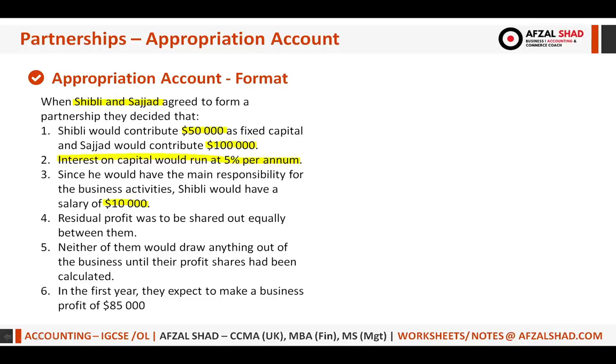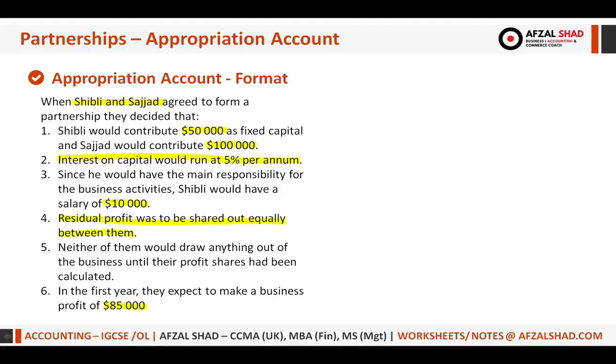Then the residual profit, whatever profit is left, was to be shared out equally between them. Equally means 1/2, 1/2, half for first, half for second. Neither of them would draw anything out of the business until their profit shares have been calculated. So nobody is going to withdraw any amount, so there are not going to be any drawings or interest on drawings because they haven't drawn anything yet. In the first year, they expect to make a business profit of 85,000. So the net profit from the income statement was 85,000.